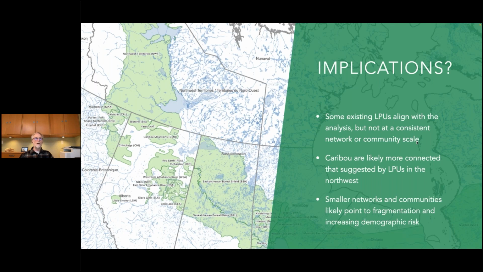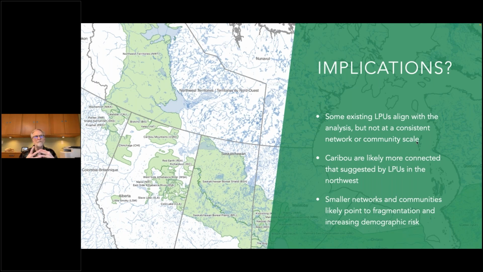In terms of implications of this work, I think it's clear that some of the existing LPUs that we have are lining up with this analysis, but not necessarily at a consistent network or community scale. So in some cases, we have the big scale analysis and a range like the Parker is coming out, and the Chinchaga is coming out and saying, okay, that's aligning with this kind of network scale analysis. At the same time, we have to get down to that community detection analysis to start seeing the differentiation between, say, Yates and Caribou Mountains or Red Earth and west side Athabasca. So it seems like the way we have defined these LPUs straddles those two levels of analysis. But I think one of the benefits, obviously, is that we have been able to do a better job across these jurisdictional boundaries that have traditionally broken up our ranges and shown how those animals are moving back and forth.